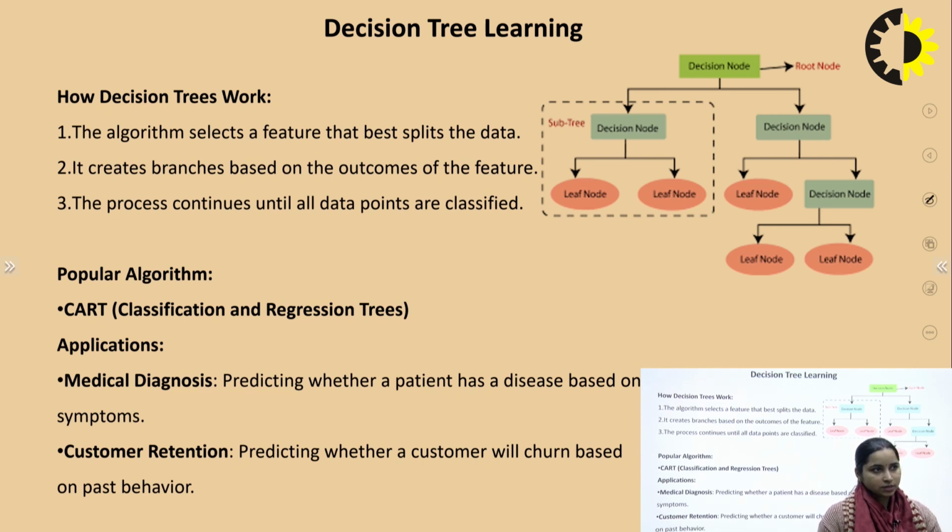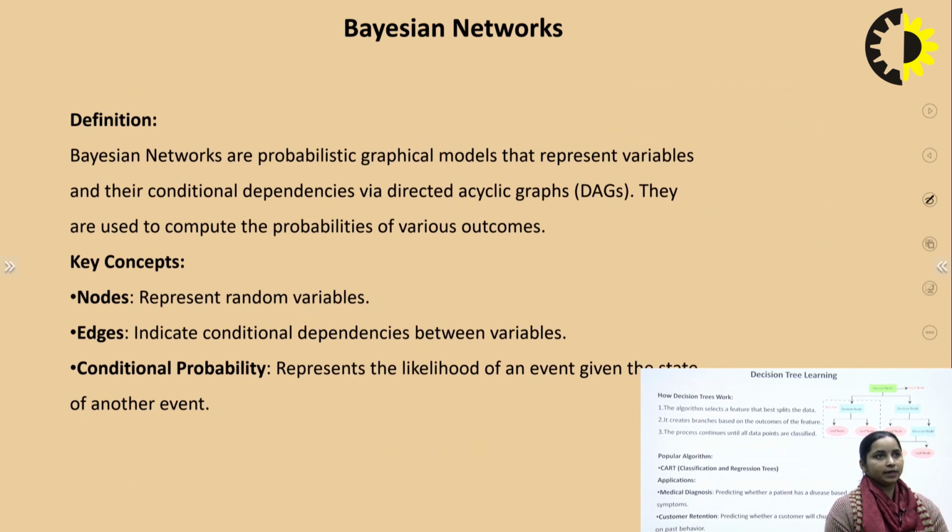classification and regression trees, and there are applications like medical diagnosis and customer retention. In medical diagnosis, we are predicting whether the patient has a disease, based on the symptoms. Another example is customer retention. How are we doing this? We are predicting whether the customer will churn based on past behavior. So, this is the decision tree learning approach.